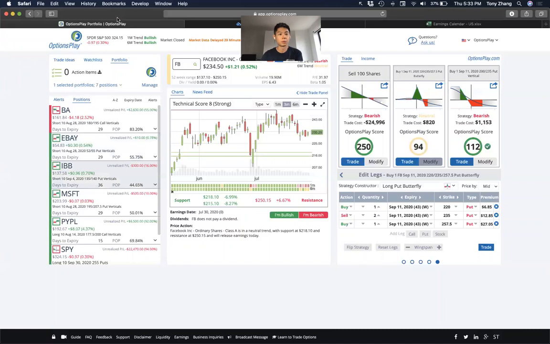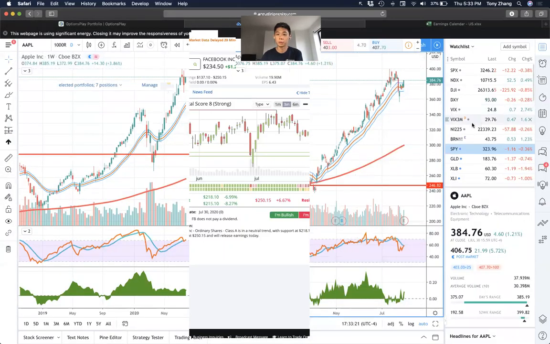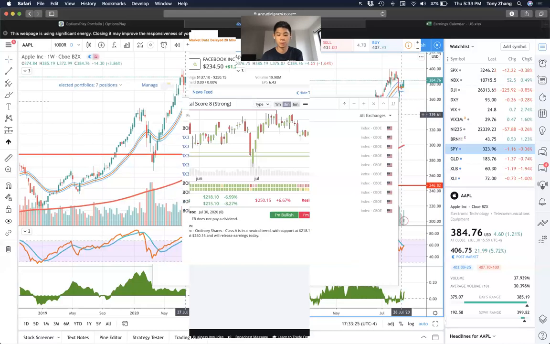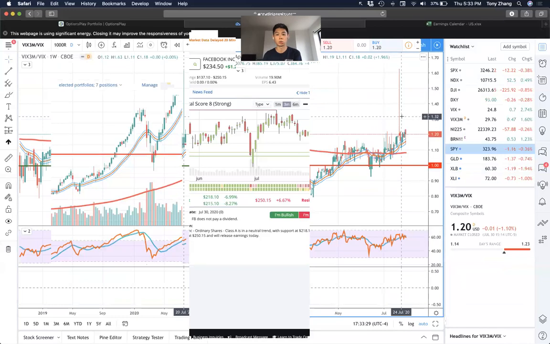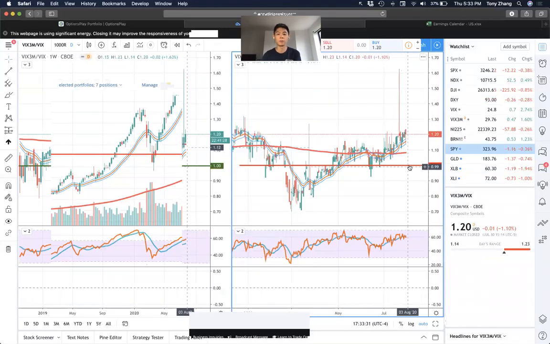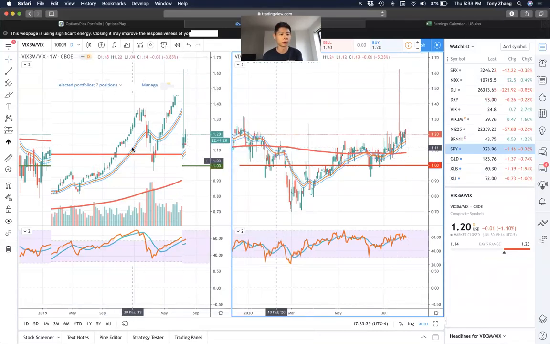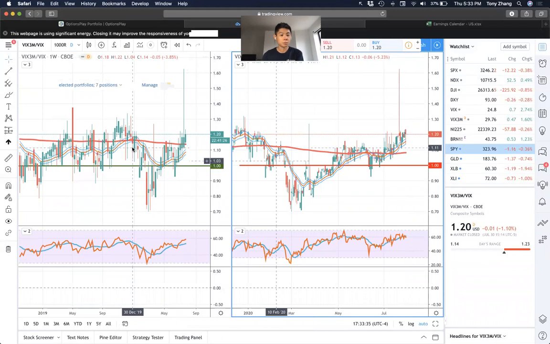How's the ratio between VIX and VIX 3M going? It's going absolutely nowhere. So as you can see, VIX 3M divided by VIX is still trading around 1.2. So it's well above that zero line that we were talking about.